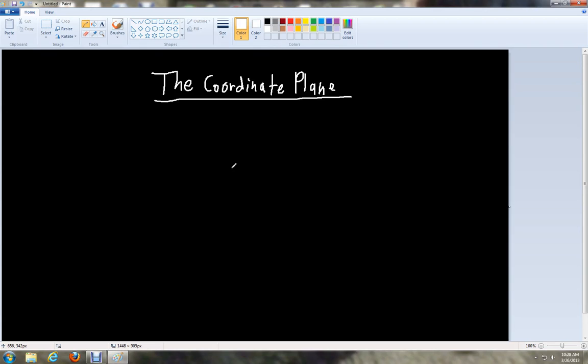So we're going to learn how to graph points, and we will actually get to lines in the next video on the coordinate plane. Notice that we started off with a number line last time, but it only went left and right. With the coordinate plane, you have these two axes that meet. The horizontal axis right here is called the x-axis, and the vertical axis here is called the y-axis.